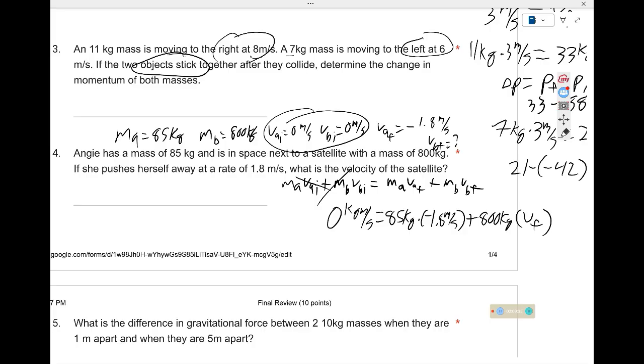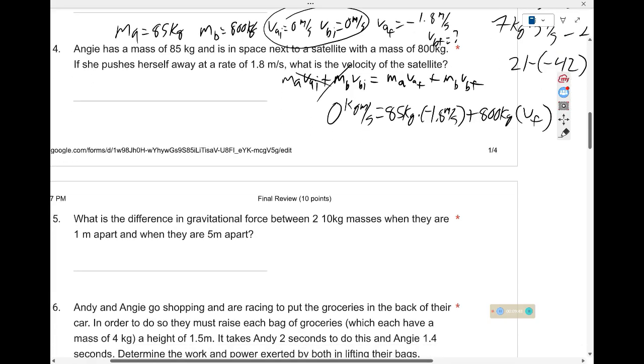Now this is going to make a really small number, which should make sense, right? The satellite's about 10 times bigger than Angie is, so its velocity should be roughly 1/10 of what Angie's is. So you should end up with something less than 1, like significantly less than 1. What you're going to do is your algebra here: multiply 85 times negative 1.8, add that product to both sides, divide by 800, and you're good to go.